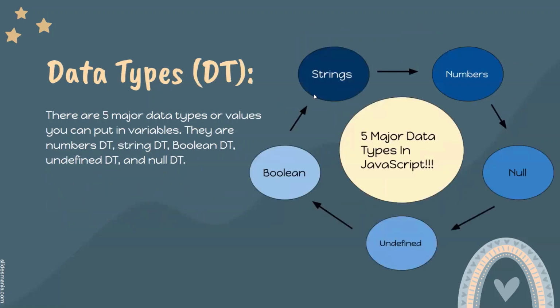Now there are a couple of data types. Data types are the things you put inside variables. There are 5 major data types or values you can put in variables. They are the number data type, the string data type, Boolean data type, undefined data type, and null data type. You can see right here in this diagram all the data types, and you'll see which each one is when we do the coding. And these are the 5 major data types in JavaScript.